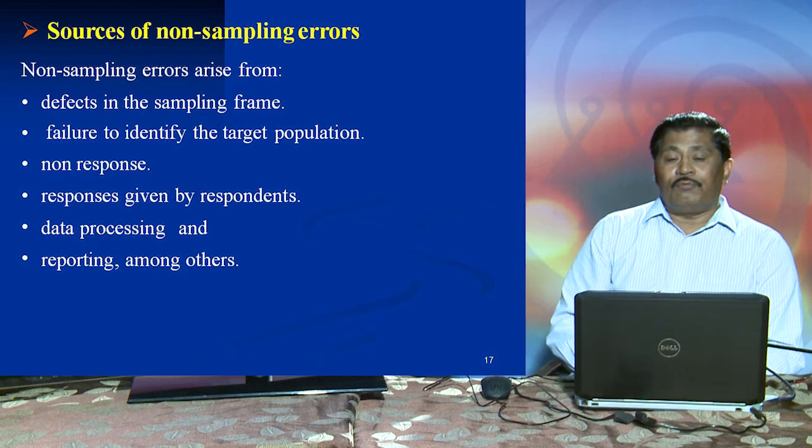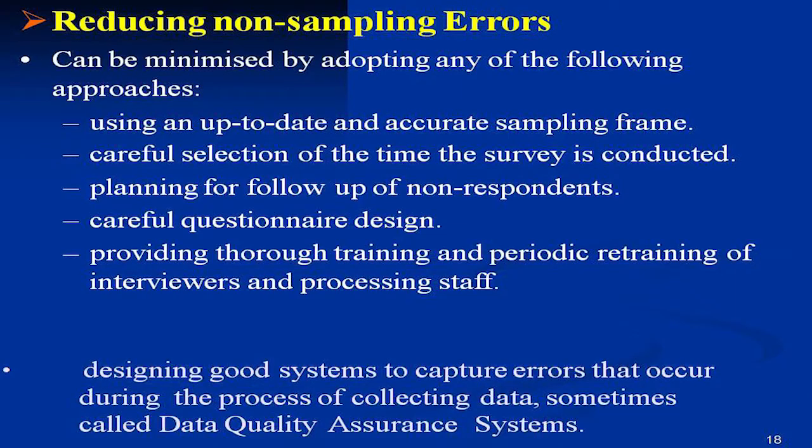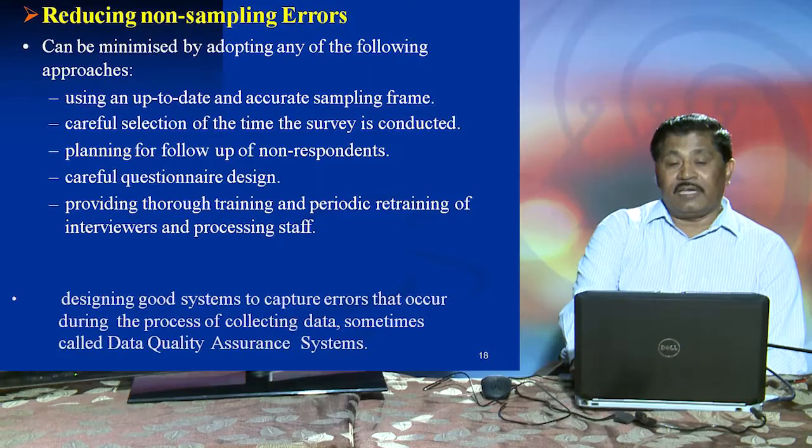So, what can be done for reducing the non-sampling errors? First, we have to use an up-to-date and accurate sampling frame. Careful selection of the time the survey is to be conducted. Planning for follow-up of non-respondents. Careful questionnaire design. Providing training and periodic training of the implementing staff. This will definitely reduce the non-sampling errors.